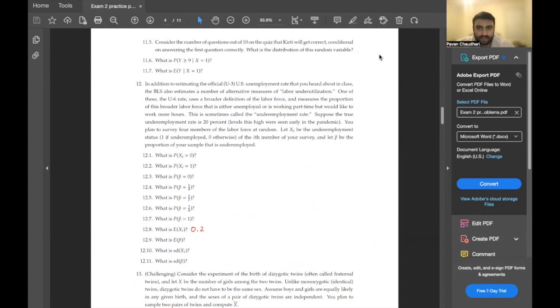What is the expected value of P hat? Well, expected value of P hat, you could either calculate it out by doing each of those values times each of the probabilities. That's fine too. But this is something we talked about in one of the homeworks. If we just write in the formula for P hat, X1 plus X2 plus up to X4, over 4.